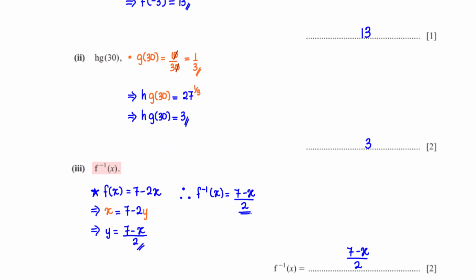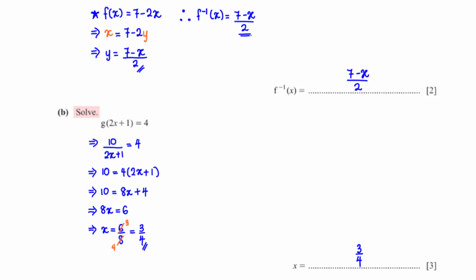Find f inverse of x. We know f of x is 7 minus 2x. In the first step, we replace f of x with x and replace x with y. When we make y the subject, this is what we have. This result we have for y is the same as f inverse of x, which means f inverse of x is also equal to 7 minus x over 2.